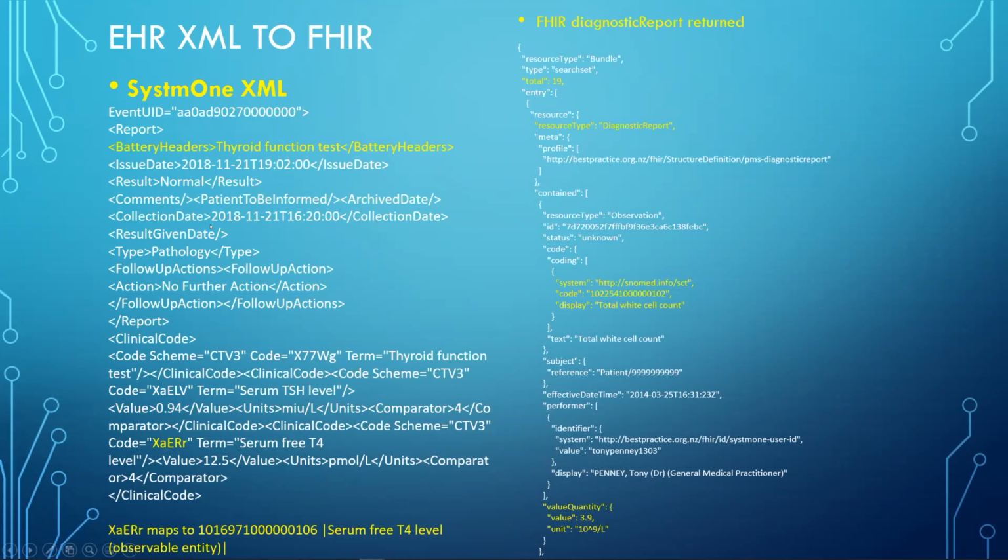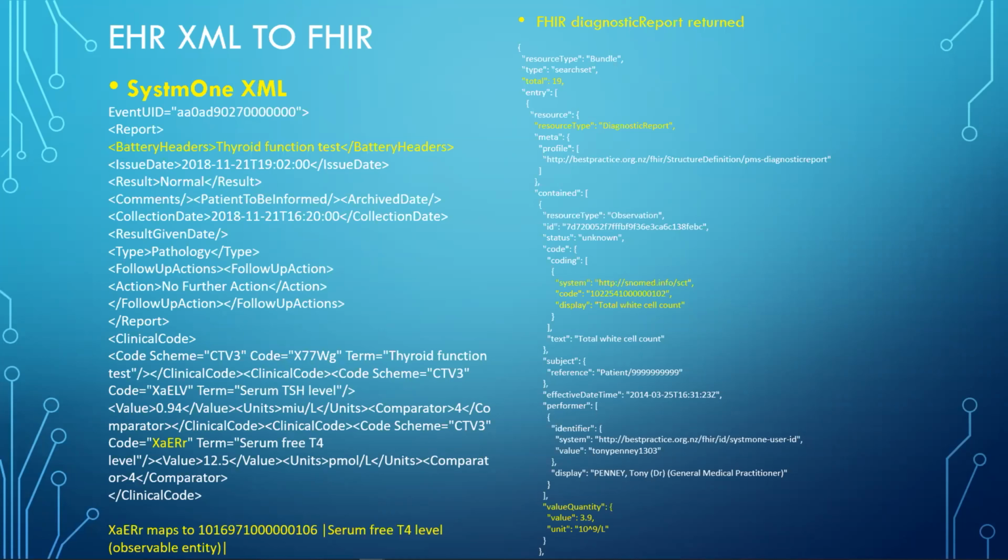diagnostic report, but what this XML does is contain additional information which is not related directly to the SNOMED CT code. In this instance, actually, I'm showing you some old data using CTV3 coding. But the point is that we still have to look at this in order to get a FHIR resource as a diagnostic report.